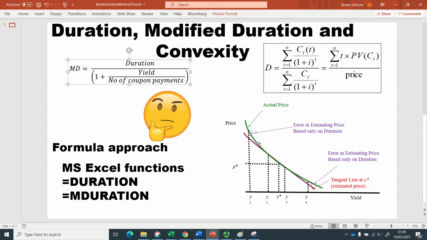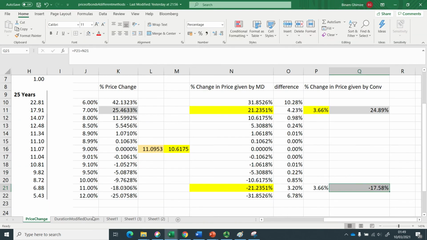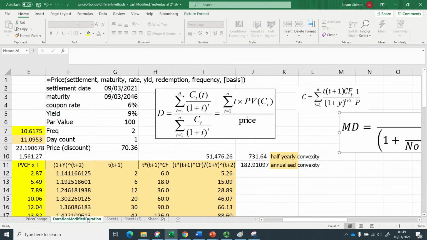So it has been a rather long discussion in this video compared to what I wanted to explain, but we have achieved a number of things, including duration, modified duration, convexity calculation, and also the concepts related to them.